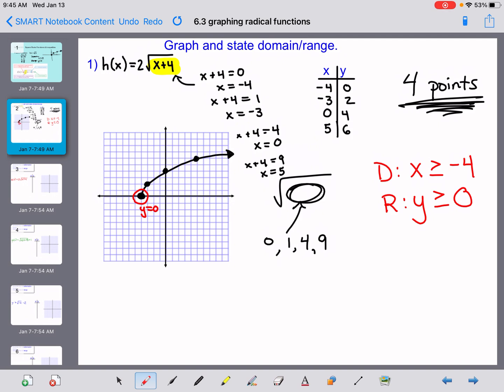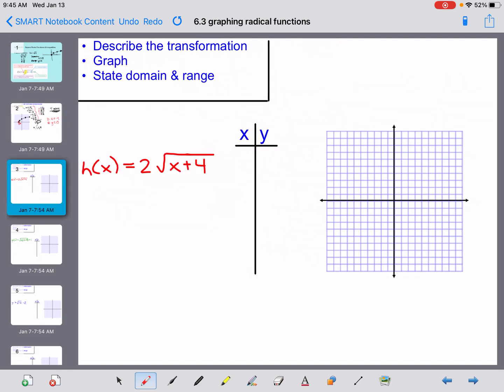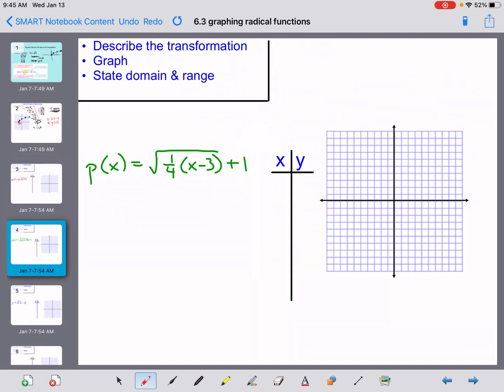So when you're making your table of values, these numbers you can figure out by doing these 4 equations. Set it equal to 0, set it equal to 1, set it equal to 4, set it equal to 9. Right? All my perfect squares. If you wanted another one, you would set it equal to 16. Sorry, that's the example we just did.